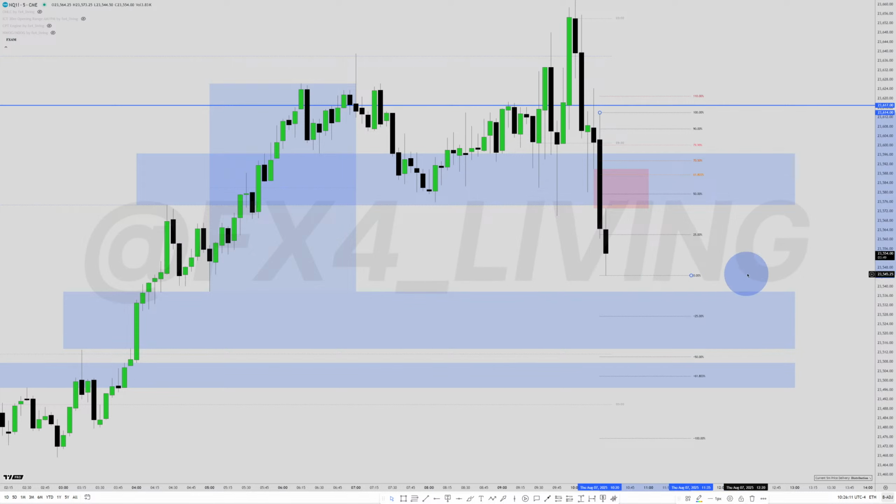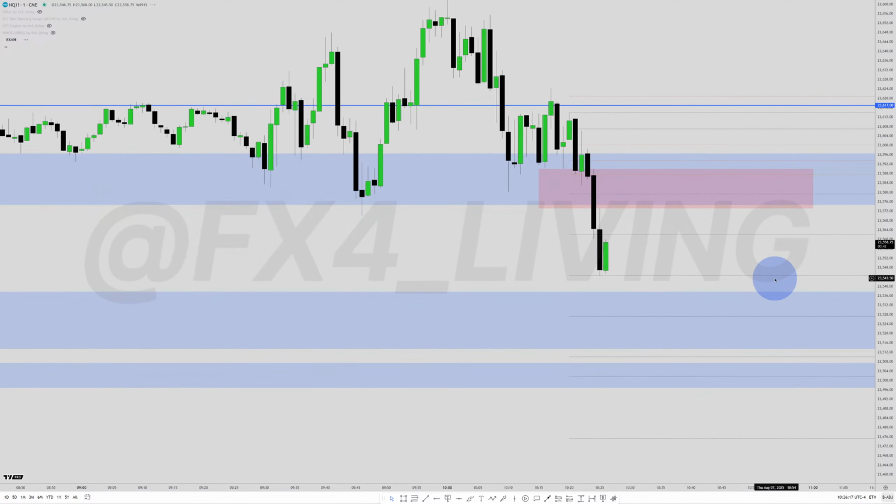Calibrating that to the current lows. OT's matching that sell side imbalance. Let's go back on 1 minute.